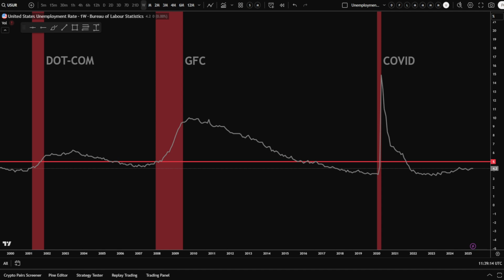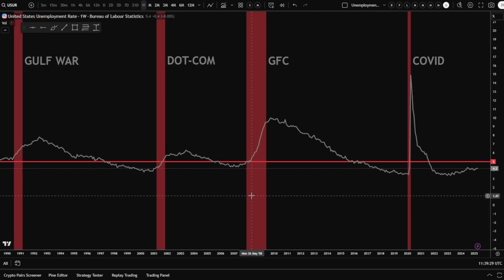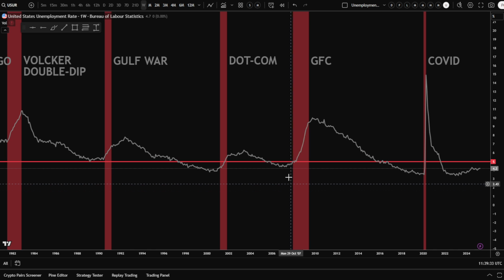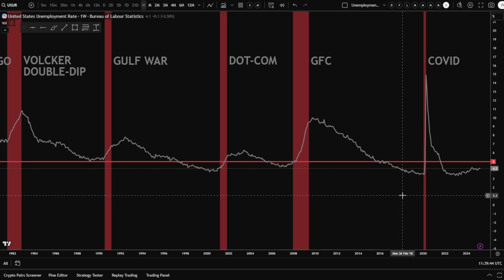Now, when it comes to the unemployment rate, we want the exact opposite, because when the unemployment rate goes above 5%, that's typically when we have a recession. We have the same setup over here. The red bars indicate the previous recessions, and typically when we have these massive spikes in unemployment, that's when we have a recession.